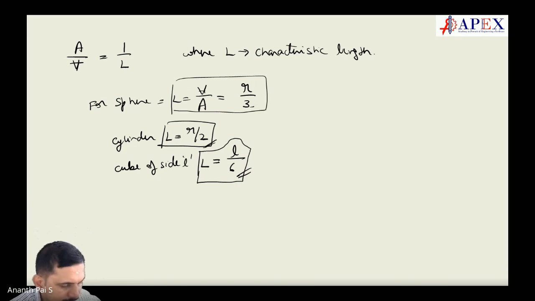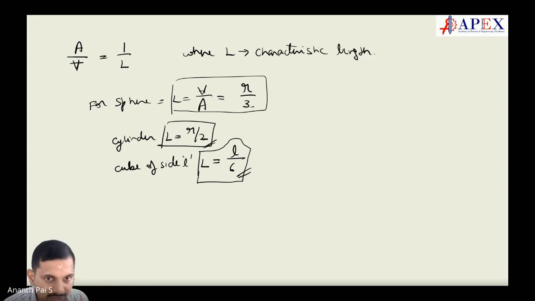Clear? Now, let us understand what is Biot number. Biot number is hL by k. Now here, if you consider in this one, what we got, T. I'll write it in the next slide. Have you written this down?